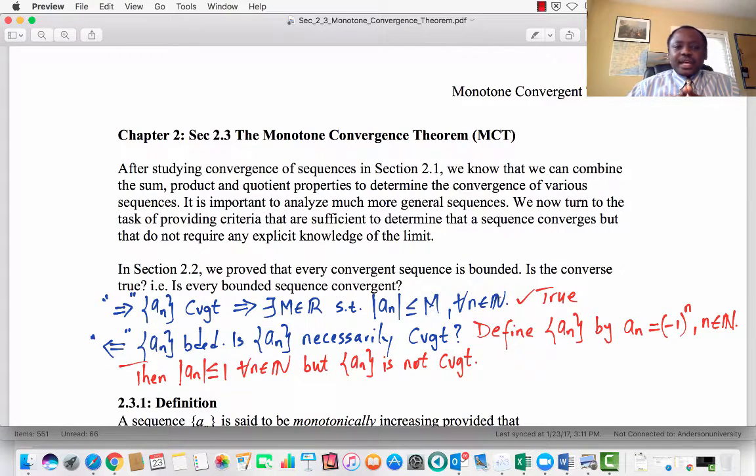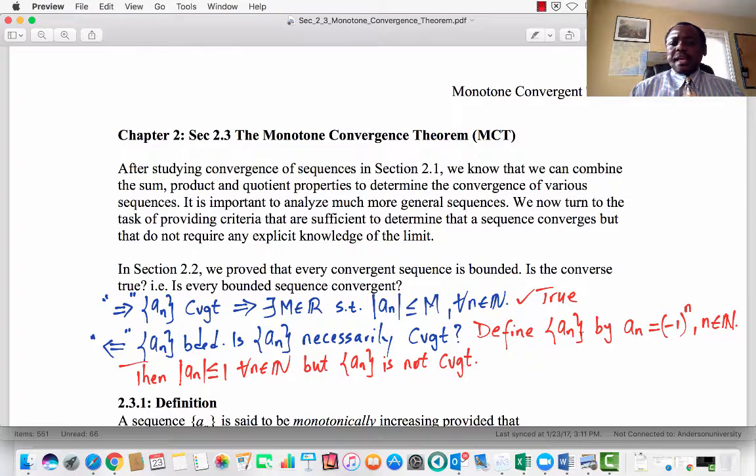Before we get into that, we want to recall that back in Section 2.2, we did prove that every convergent sequence is bounded. If you have forgotten, go back and check it out. A beautiful proof. Now, I did ask a question. What about the converse? Can we say that every bounded sequence is convergent? If not, are there conditions that could be added to the boundedness of a sequence to guarantee convergence?